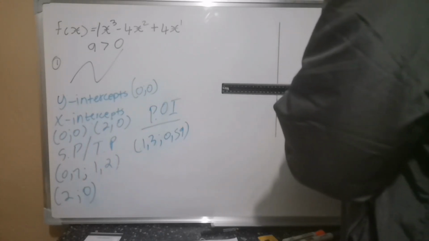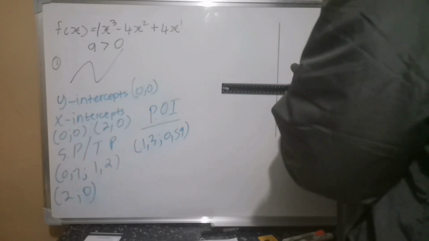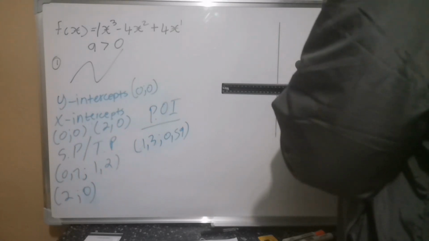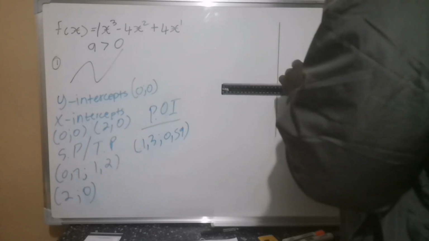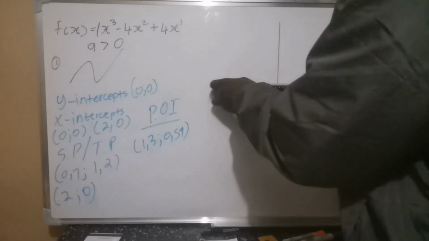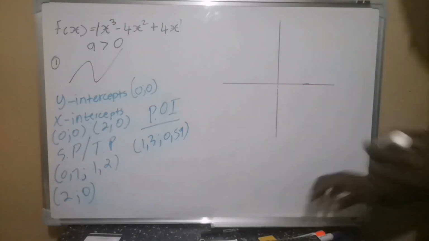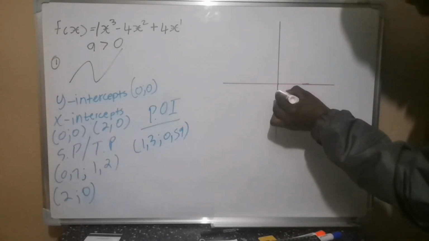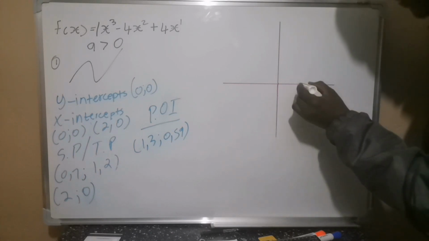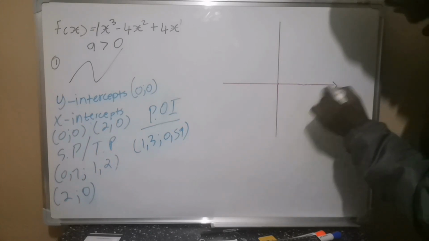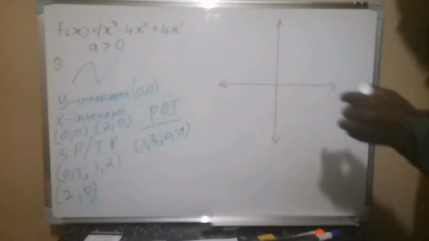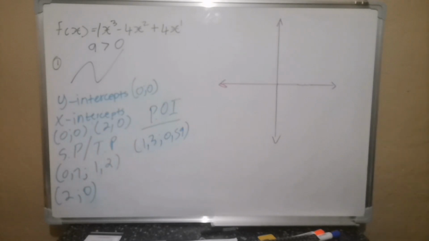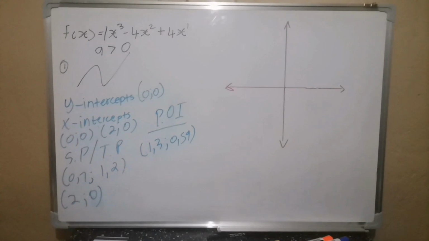So this is how it looks like, ne? It's not perfect, but I think this is how it will look like. So this is our Cartesian plane here. This is how it looks like. And then guys, this is our Cartesian plane here.